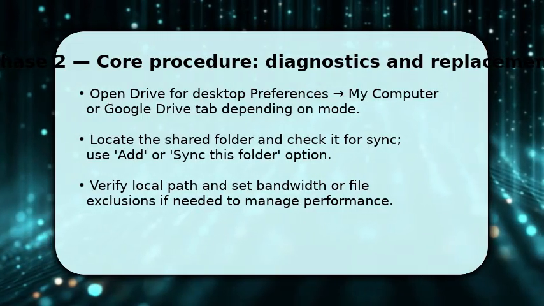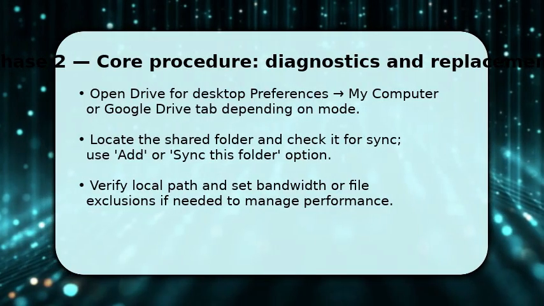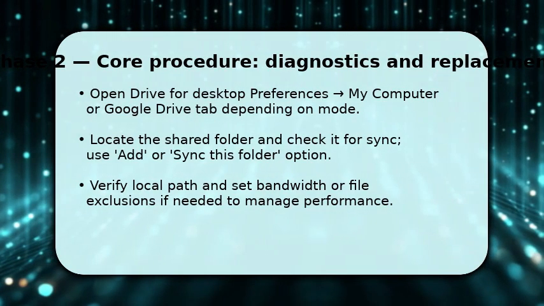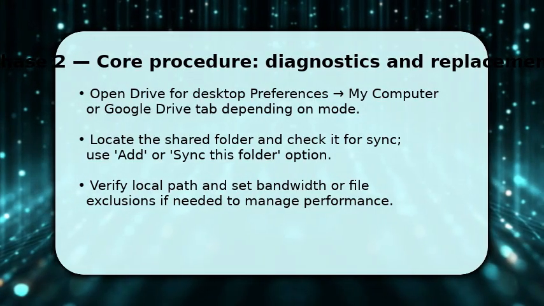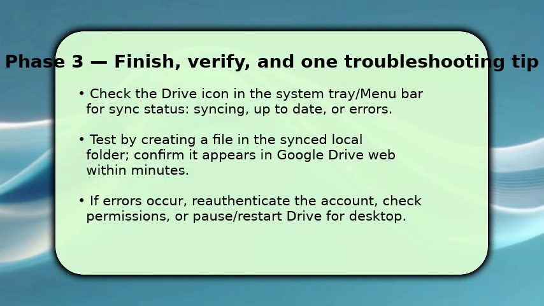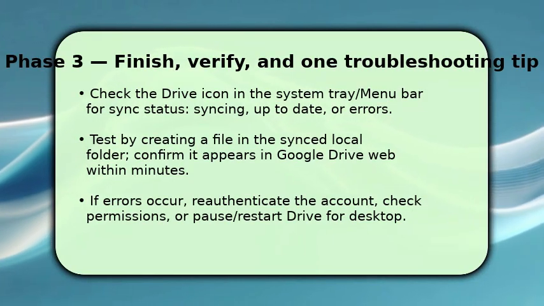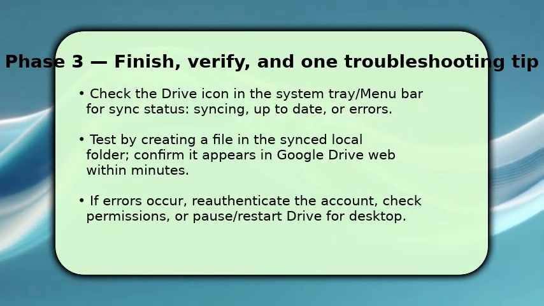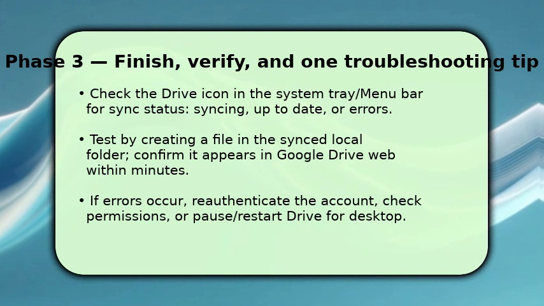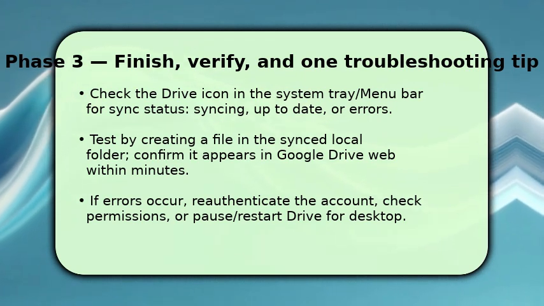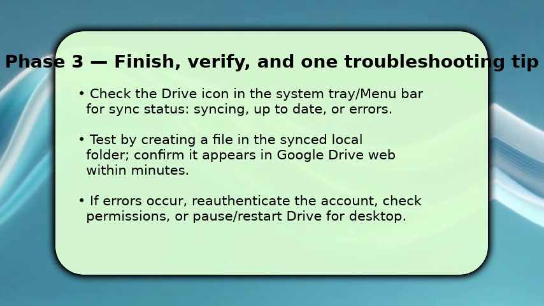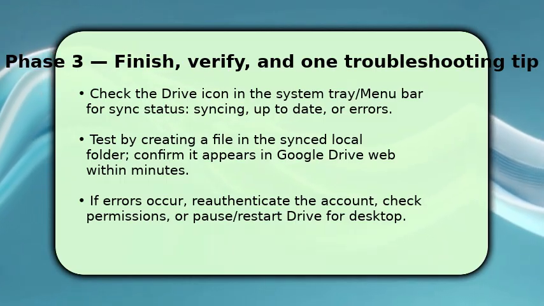Make sure to adjust upload and download bandwidth limits if your network is busy. Doing so prevents slowdowns and keeps other tasks responsive. Finish by watching the drive icon in your system tray or menu bar until it reports up to date. Once you see that, create a small test file locally to confirm it uploads and appears on the web. This proves the sync works both ways.